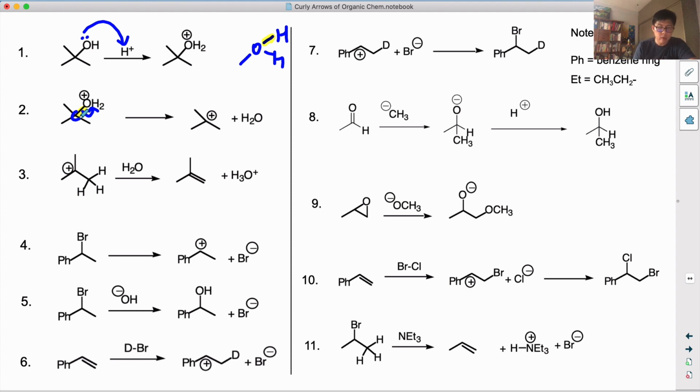Okay, the next one. What bond is being broken here? Maybe I have to draw it out nicely so that somebody can tell. In fact, there's an H here and there's an H over here. So you must be able to see that this H is being broken. This CH bond is being broken. And after that, when you draw H3O plus, H3O plus is like this.